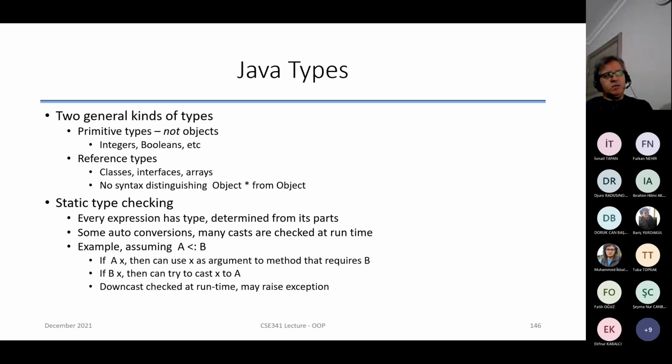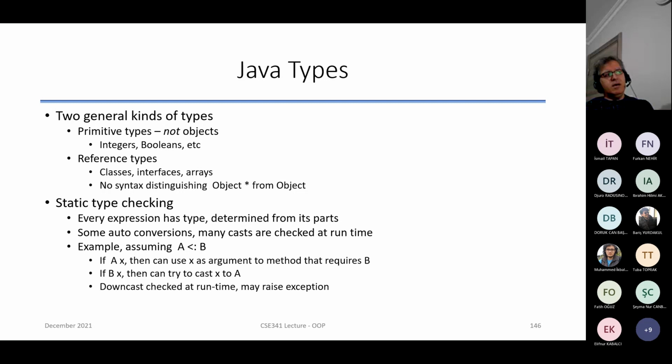And then you have the reference types. Reference types are classes, interfaces, arrays, and in this case there is no syntax that distinguishes an object pointer from an object. This is what Java does. So reference types refer to classes, interfaces, and arrays. Arrays are treated differently, most probably because of efficiency concerns or something like that, right?